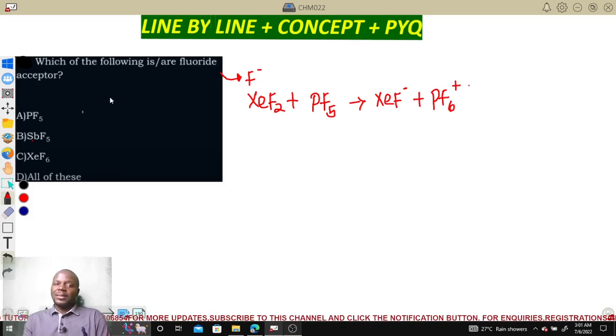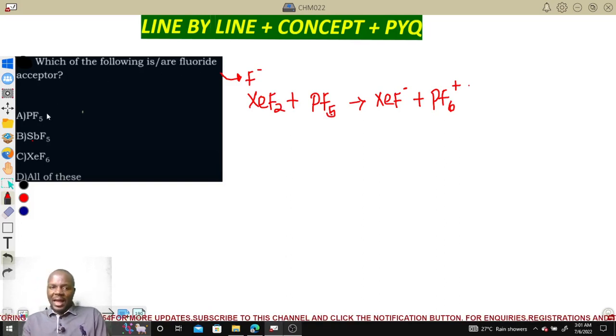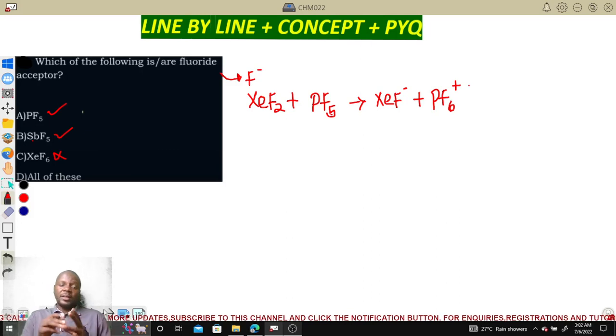So we are talking about the one that accepts electrons. In this case, this guy is giving electron and this guy is gaining electron. So we have to be careful: which of the following is or are fluoride acceptor? This one accepts, and this one also accepts. Then look at this one: if you combine, this one does not accept. So I think the answer should be A and B, and not all of them. I don't think there's any option that is correct other than that. So please note that.